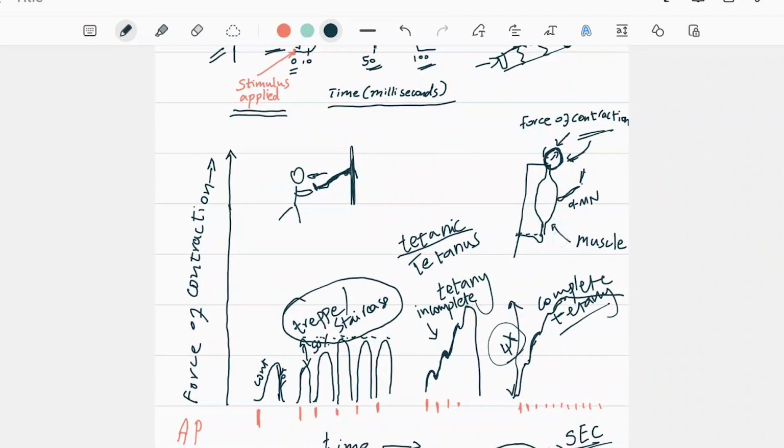And for example, when you are holding a pen or holding a cup of water, maintaining a sustained contraction, holding something, your muscles are in a state of tetany at that time. There is a continuous chain of action potentials coming from your CNS to the alpha motor neuron to the muscle, causing this contraction to take place.